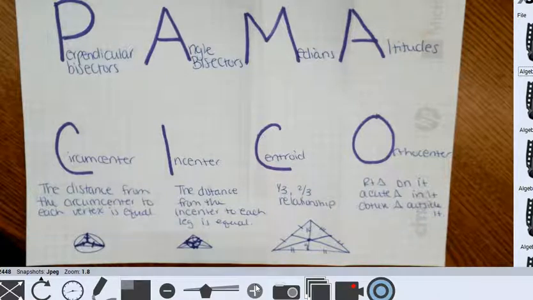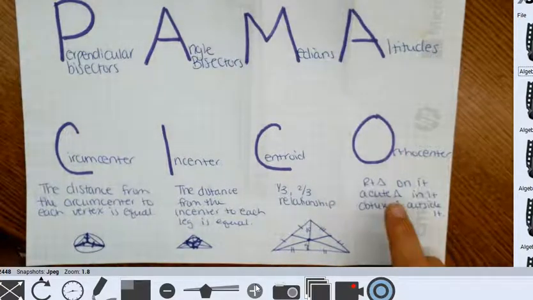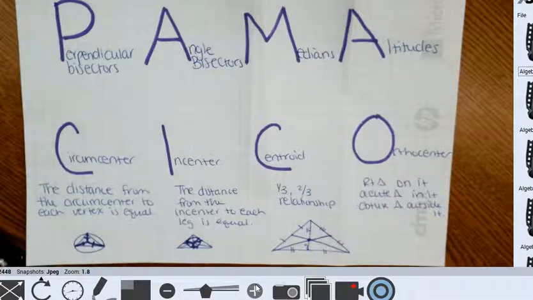Your medians meet at the centroid, breaking it up into a 1/3, 2/3 relationship. And your altitudes' point of concurrency is called the orthocenter. And it is located on the triangle if it's a right triangle, in an acute triangle, and outside of an obtuse triangle. And these are the important things that you need to know about these different points of concurrency.